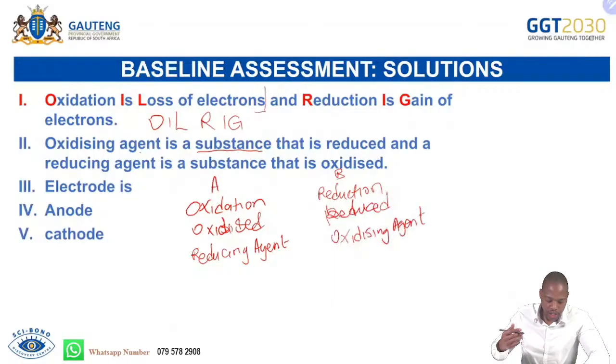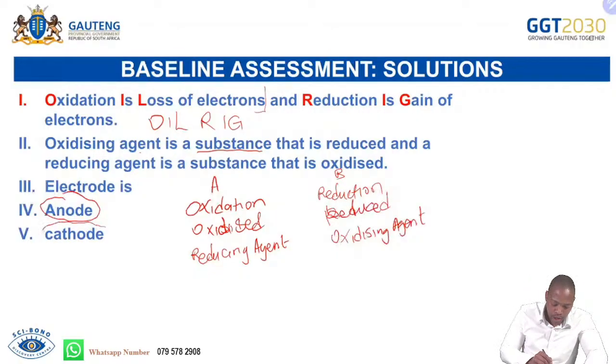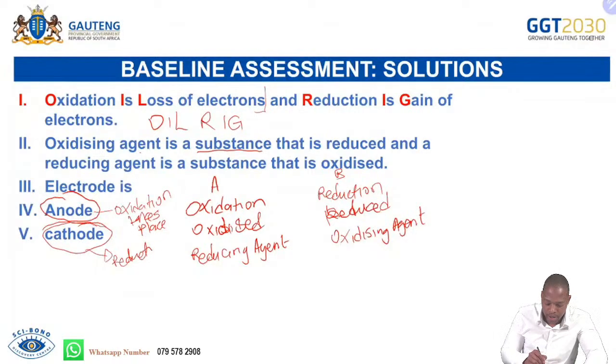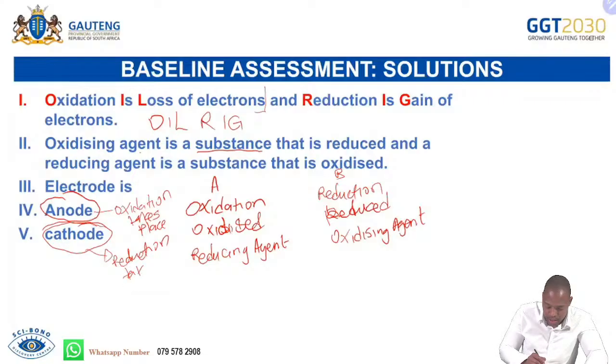Okay, all right. Let's carry on with our baseline assessment solutions there. Then we have anode being the name of the electrode, and we also have cathode being the name of the electrode. The anode is where oxidation takes place, and then cathode is where reduction takes place. These are things that we expect you to come to the lesson already knowing or at least being familiar with. And if you don't know them, then know them moving forward from today. Cathode is where reduction takes place.